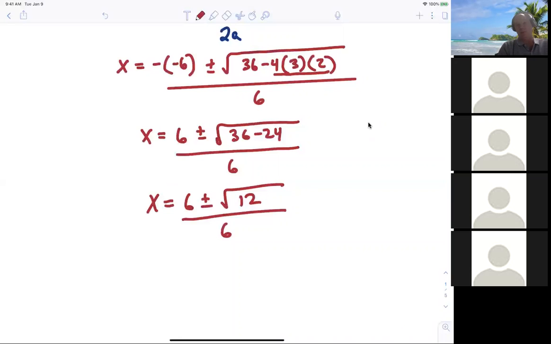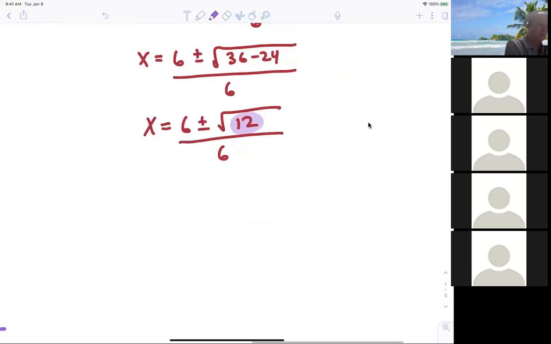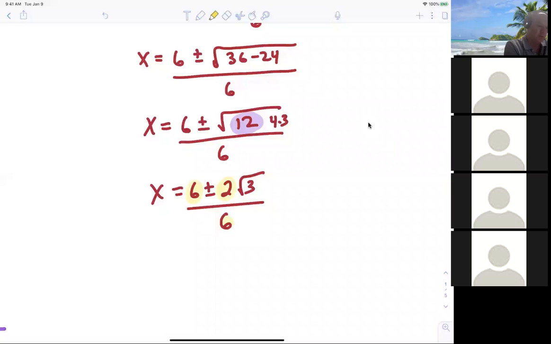Anybody have any questions? Now we're checking on how well you can simplify the radical. And you have to remember, 12 is what? 4 times 3. So X equals 6 plus or minus the square root of 4, which is 2 radical 3, over 6. Now we're looking at the 6, the 2, and the 6. All of those can be divided by 2. So we have 3 plus or minus radical 3, over 3.